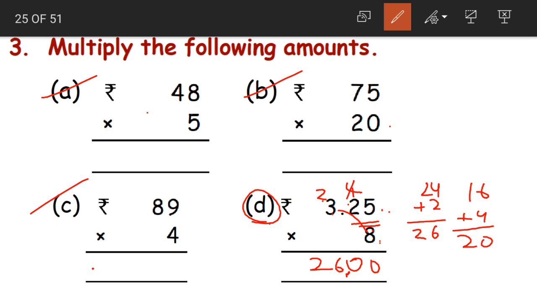26 rupees 0 paise is our answer for this. Understood, children? Always for the point, try to count the number of digits from the right side. If you count from the left side, we are placing a point after one digit from the left. So you might end up keeping the point like this: 2 rupees 600 paise. So this will be wrong. So how should we count the number of digits for the point?